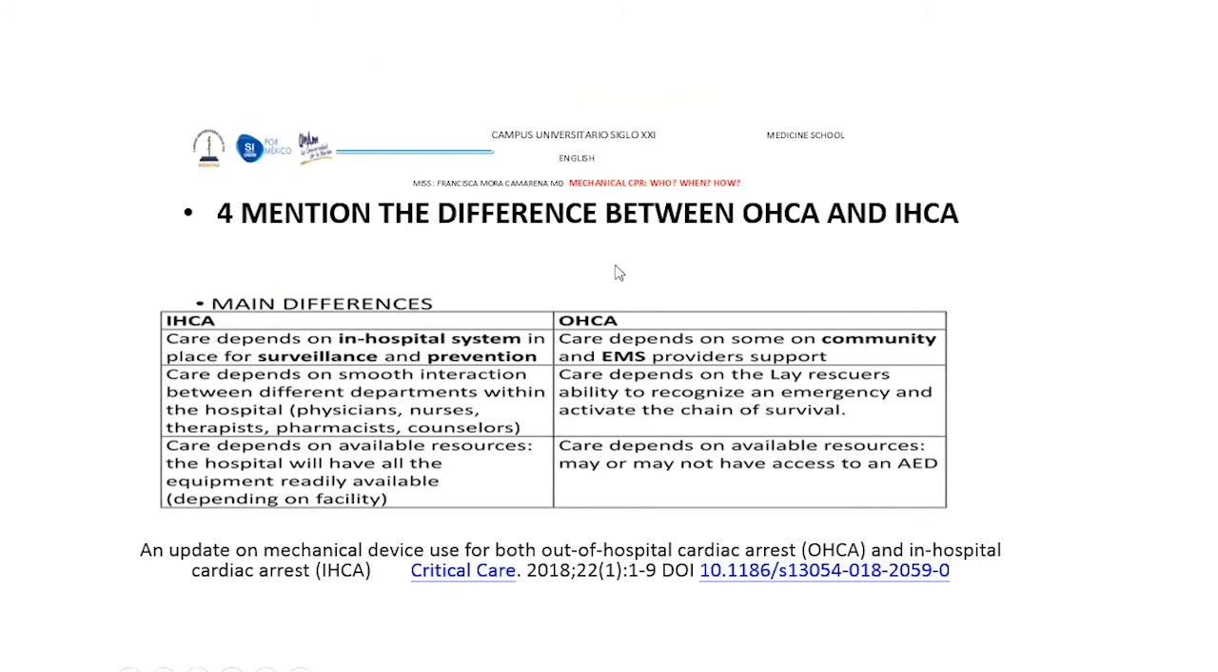Just remember that the difference between these situations is that in in-hospital cardiac arrest, resources are available, and this is different to the out-of-hospital cardiac arrest, where the care will depend on the community and the emergency services that will provide the support. And the resources may or may not be accessible in the out-of-hospital cardiac arrest.